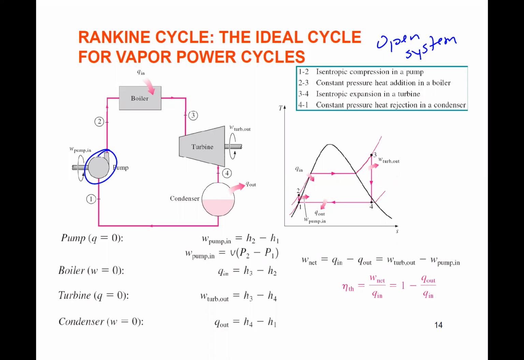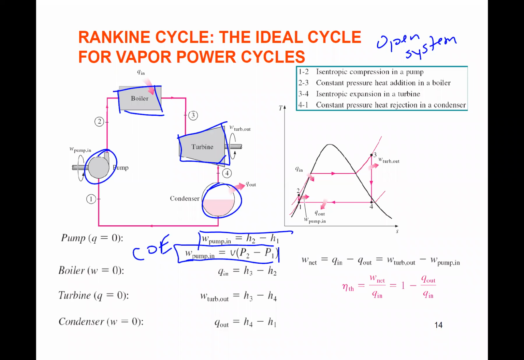So if we look at the pump, boiler, turbine, and condenser, each of them is an open system, right? So we have the COE shown here for each of those open systems. They're one inlet, one outlet, which is being shown. So it just ends up being the change in enthalpy. We also, for the pump, have this v dP, right, from the steady flow reversible work.